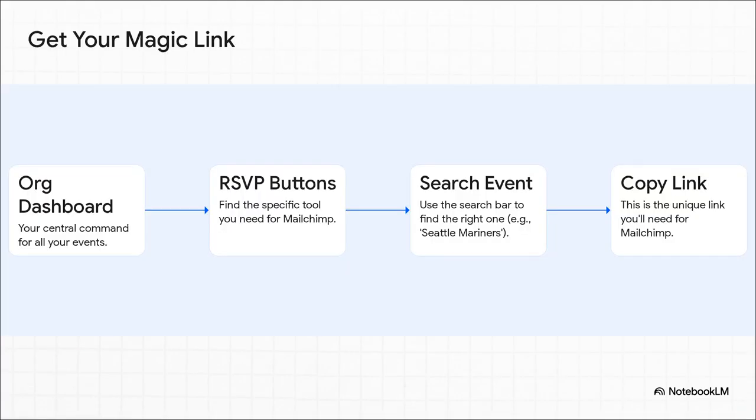Getting this link is crazy easy. It's just 4 quick steps. So inside your organizer dashboard, you're going to select RSVP buttons specifically for Mailchimp. Then you just search for your event. The example we're pulling from used a Seattle Mariners game. Once you find it, just hit copy. That's it. That unique link is now on your clipboard, totally ready for part 2.